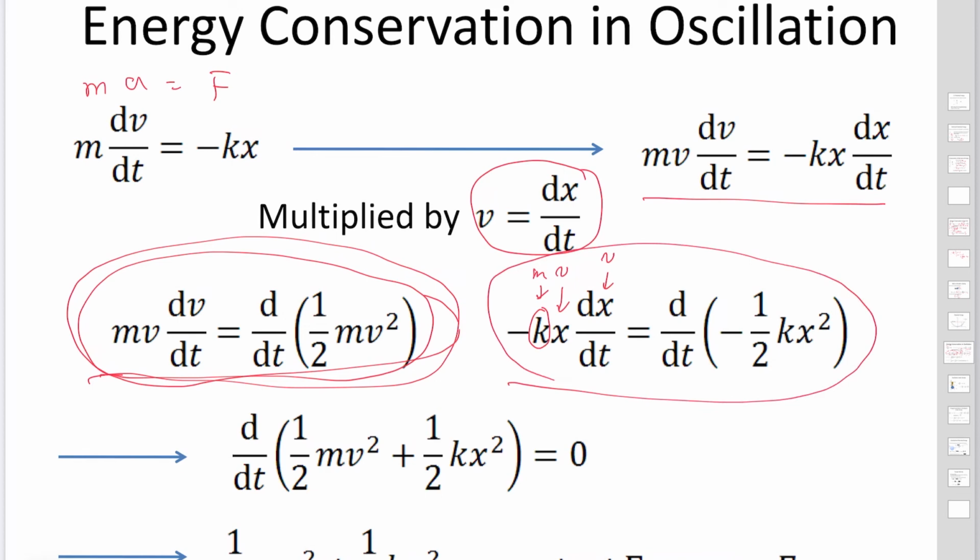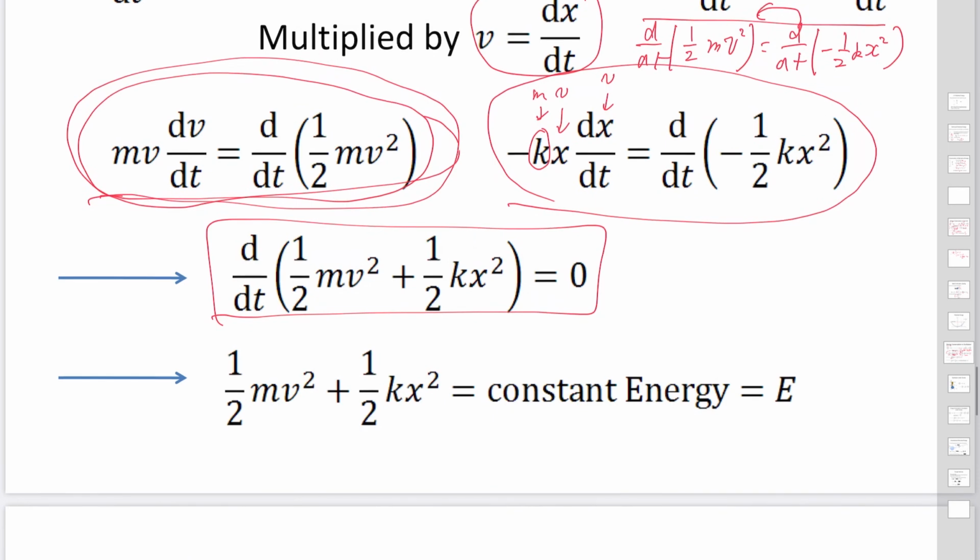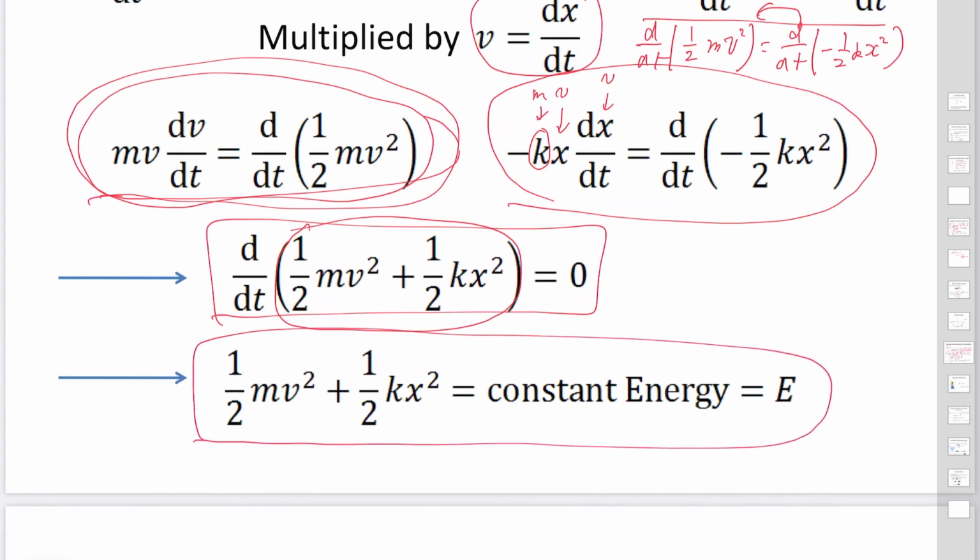So easily we could express this as a derivative of -1/2 kx squared with respect to t. The left-hand side is d/dt of 1/2 mv squared, and the right-hand side is d/dt of -1/2 kx squared. Move the right-hand side to the left-hand side, and we come to this equation. The derivative of the quantity inside the parentheses becomes 0, so this quantity is constant. The sum of the kinetic energy and the elastic potential energy of a spring is constant. This is the conservation of mechanical energy.